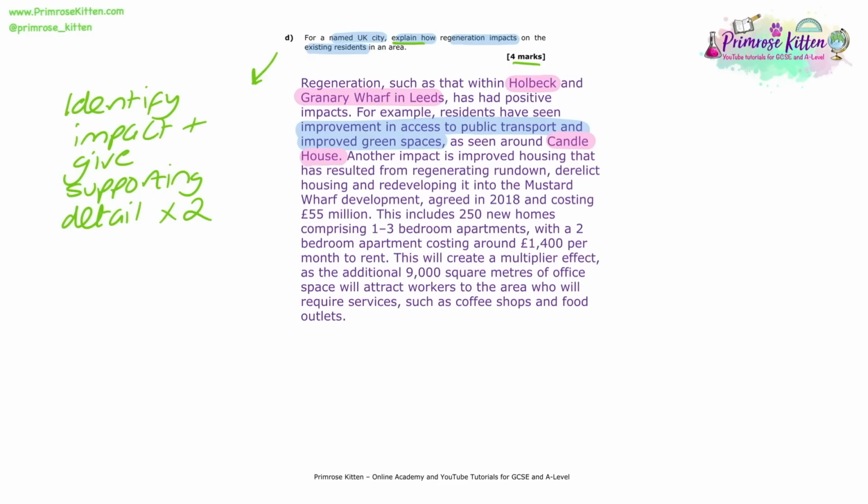Another impact is improved housing that has resulted from regenerating run-down, derelict housing and redeveloping it into the Mustard Wharf development, agreed in 2018 and costing £55 million. This includes 250 new homes comprising 1 to 3 bedroom apartments, with a 2-bedroom apartment costing around £1,400 per month to rent. This will create a multiplier effect, as the additional 9,000 square metres of office space will attract workers to the area who will require services such as coffee shops and food outlets.